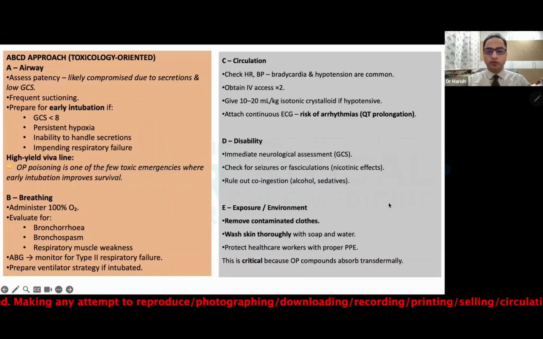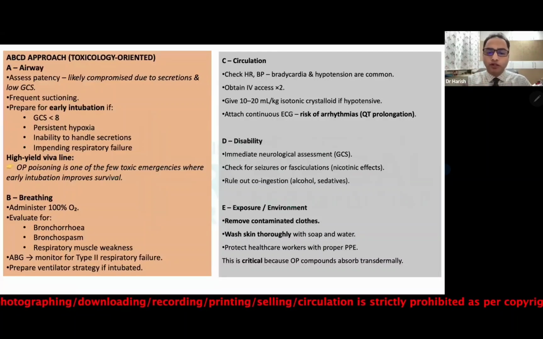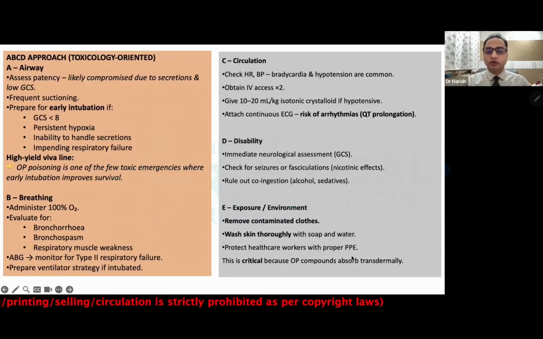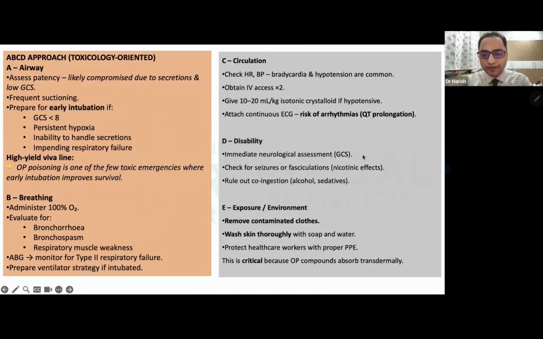So exposure and environment factors: remove the contaminated clothing, very, very important. Wash the skin thoroughly with soap and water. Protect the healthcare workers with proper PPE, if the OP is still active, if the smell is still there and the patient came into your ER with contaminated clothes. This is critical because OP compounds are absorbed transdermally also. If you don't take care of yourself, there is a possibility you can get intoxicated, because it is going to absorb through the skin readily. That is for the OP poisoning.